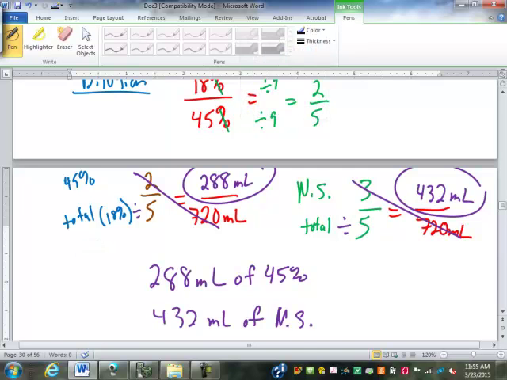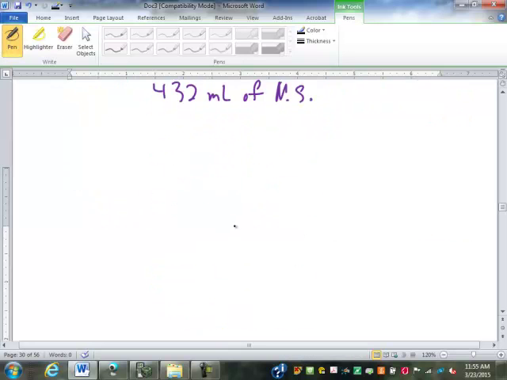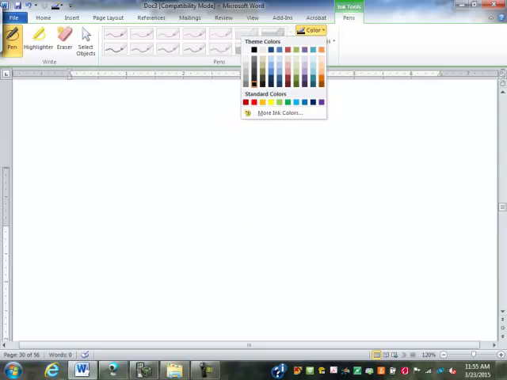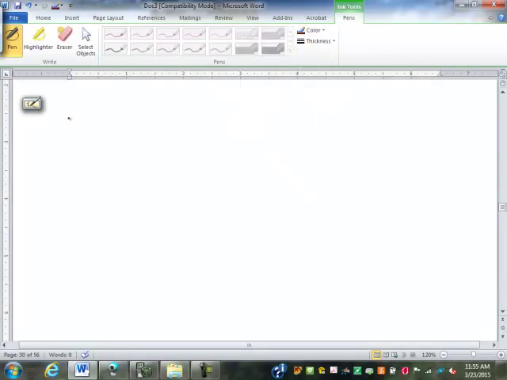Now what we just did here is kind of the long way of going about it. Well, let's look at another problem before I show you the shortcut. Let's say we have 240 milliliters of a 72% solution.